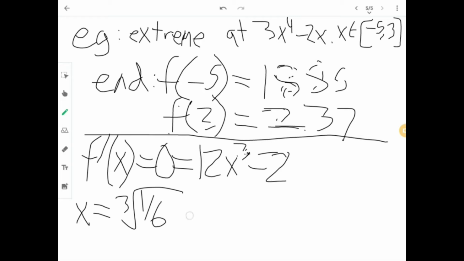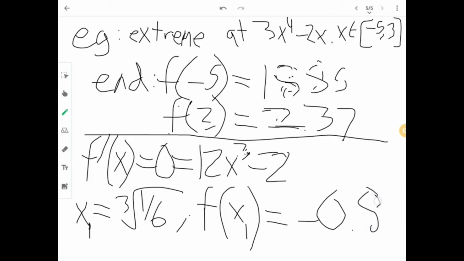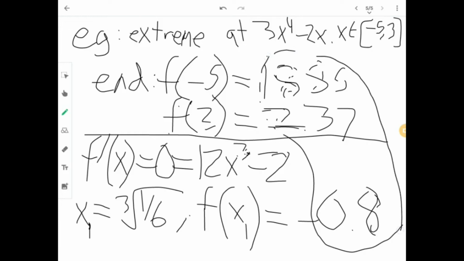So you just sub this x value into f of x, and that is minus 0.8. So you have these three numbers. 1885 is the largest, so this is the max, and this is the lowest because it has a negative, so min. And that's how you solve it. I'm sorry for the mess, but my tablet is glitched.